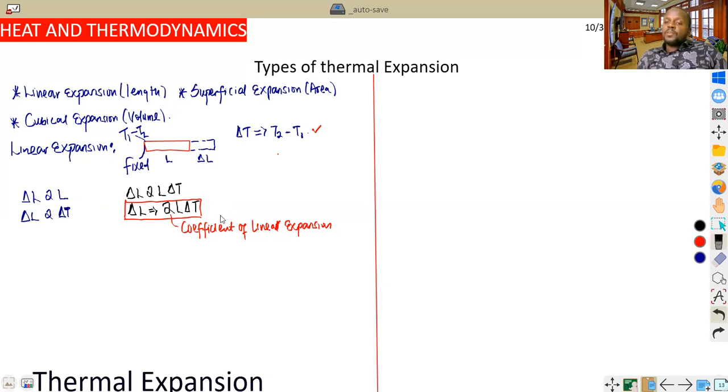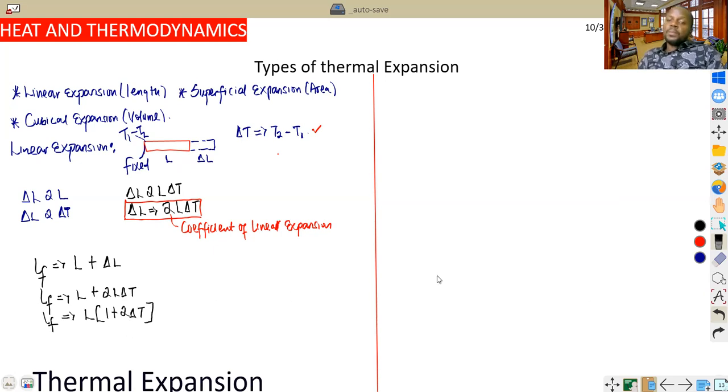Also, we can remodify this formula, which is the famous formula you see, as the final length of this rod. So let me say L final is the sum of the initial length plus delta L. The rod has extended from L by delta L, so the total length is L plus delta L. So the final length equals L plus alpha L delta T. When we factorize, L is common, so the final length is L times (1 plus alpha delta T), which is another important formula.